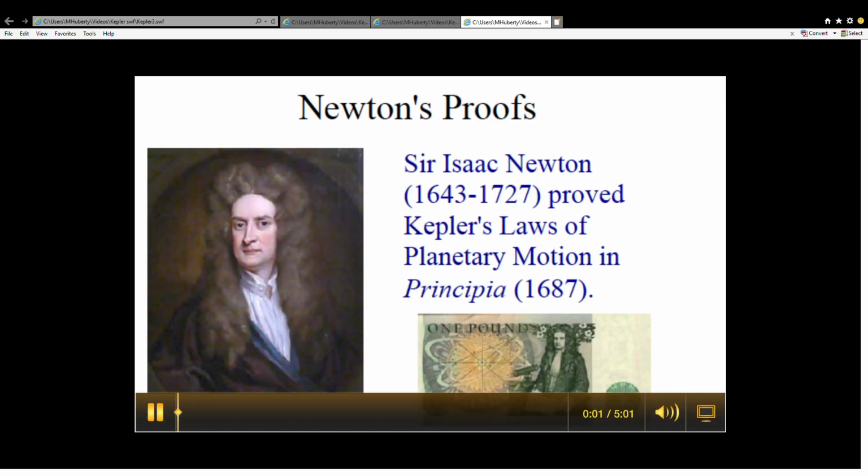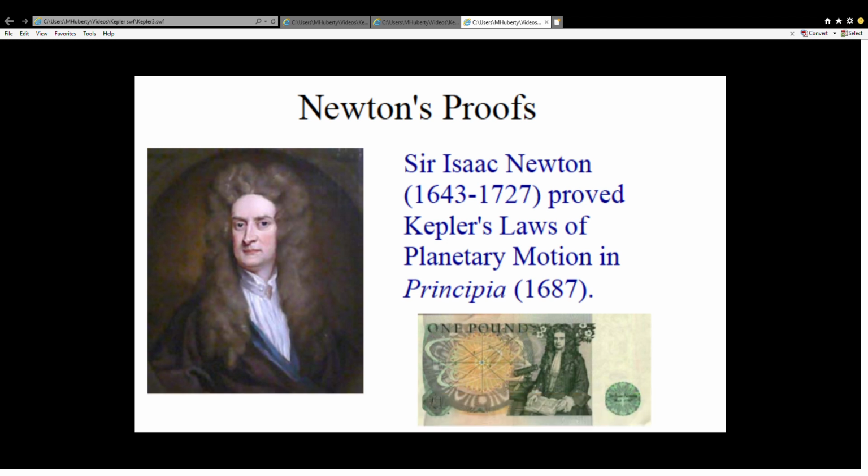Sir Isaac Newton proved Kepler's laws of planetary motion, and this was published in his most famous work, known as the Principia in Latin, in 1687. The English version of this would be called Mathematical Principles of Natural Philosophy.